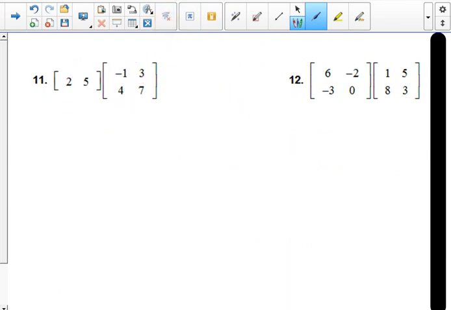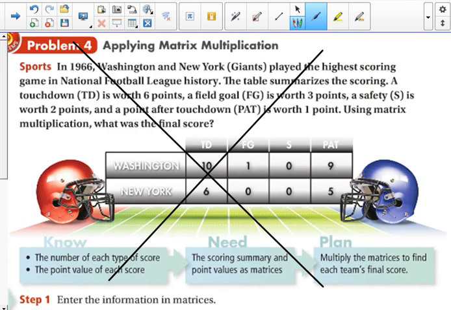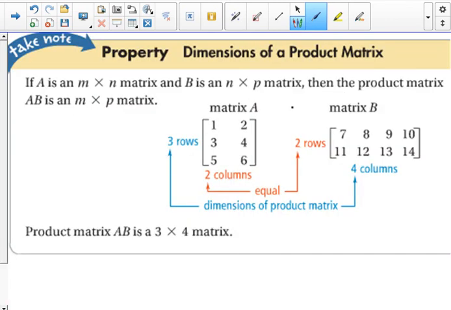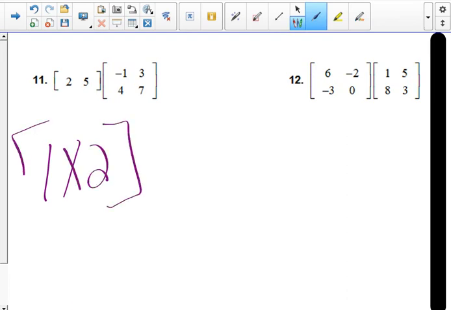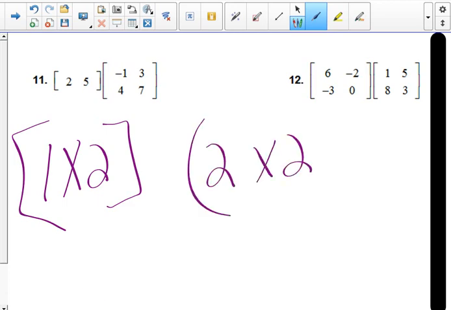So let's look at our last thing and then we'll go back to number 10. Okay. All right, so the last thing we're going to look at is how do we work the dimensions and how do we know if multiplication is even possible. And the one that we just did, the 1 by 2, let's do this one. 1 by 2, and we had that times a 2 by 2.